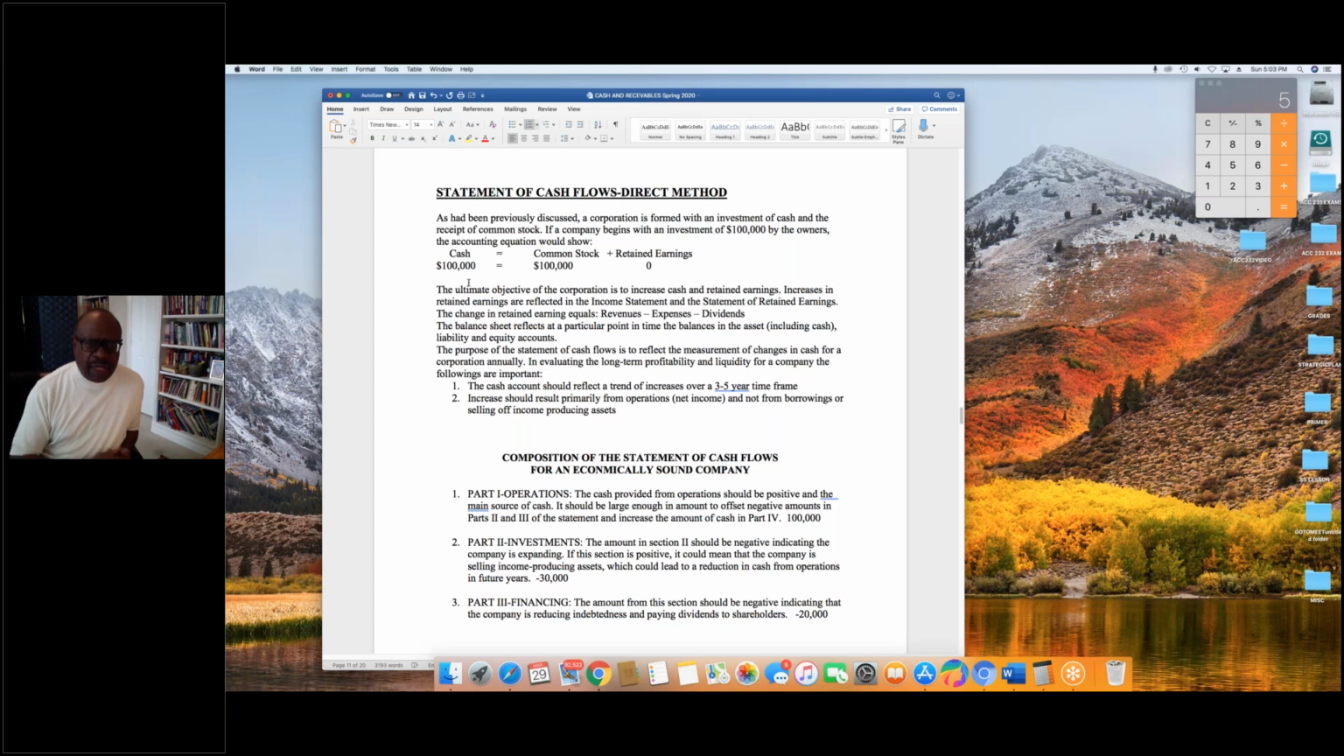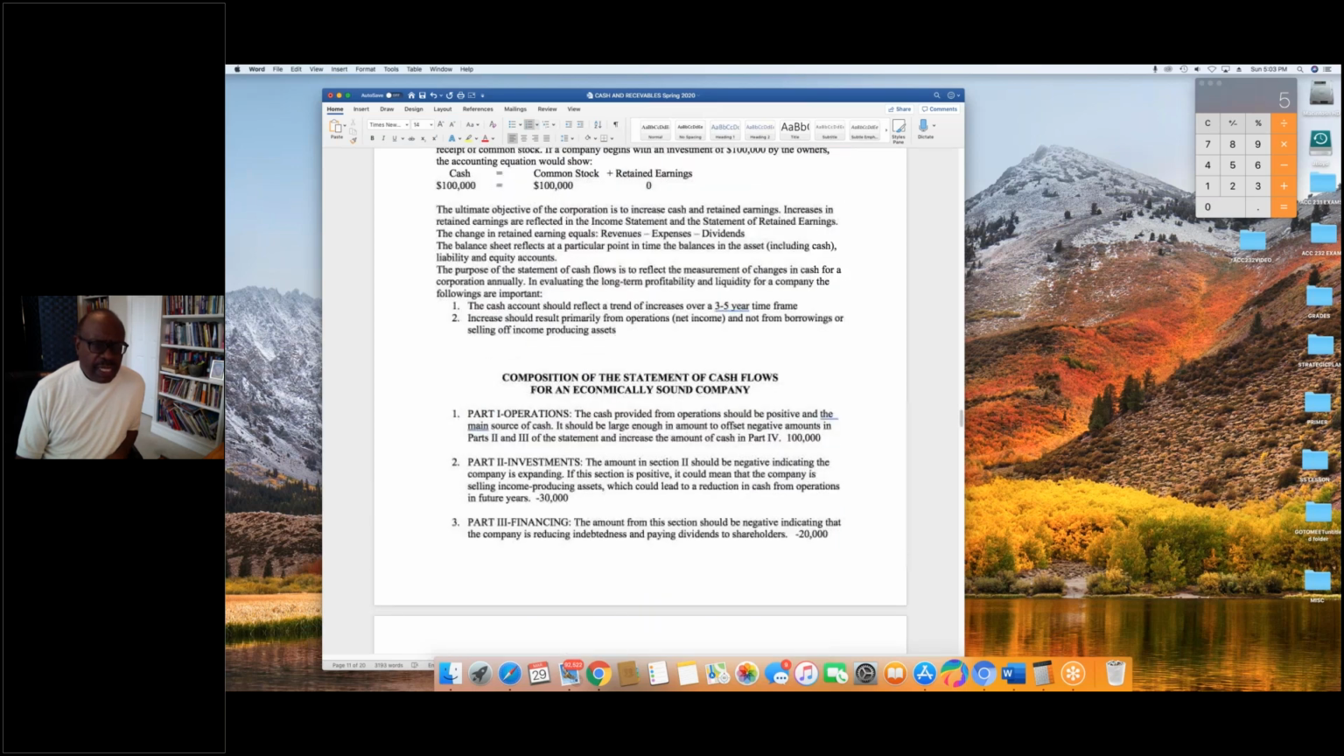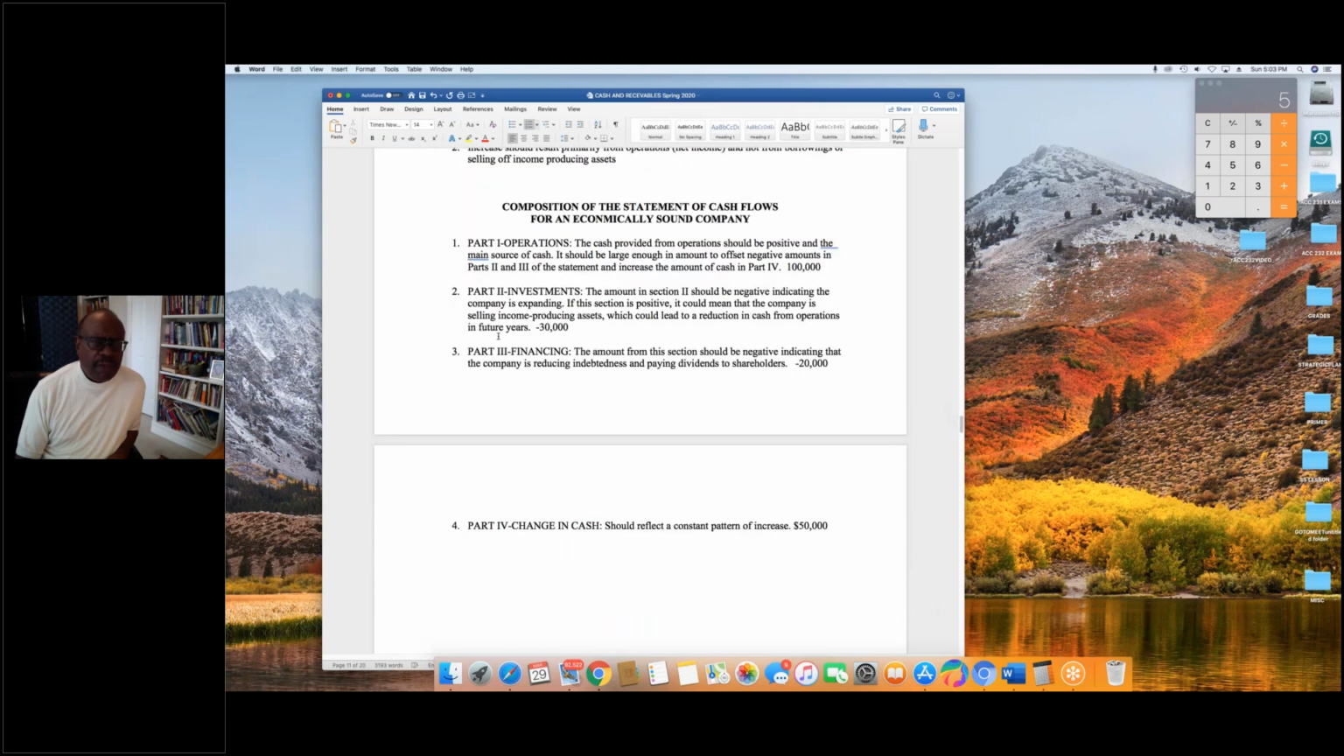And the cash has to come from operations. Now, there are 4 components to the cash flow statements. There are 4 components.